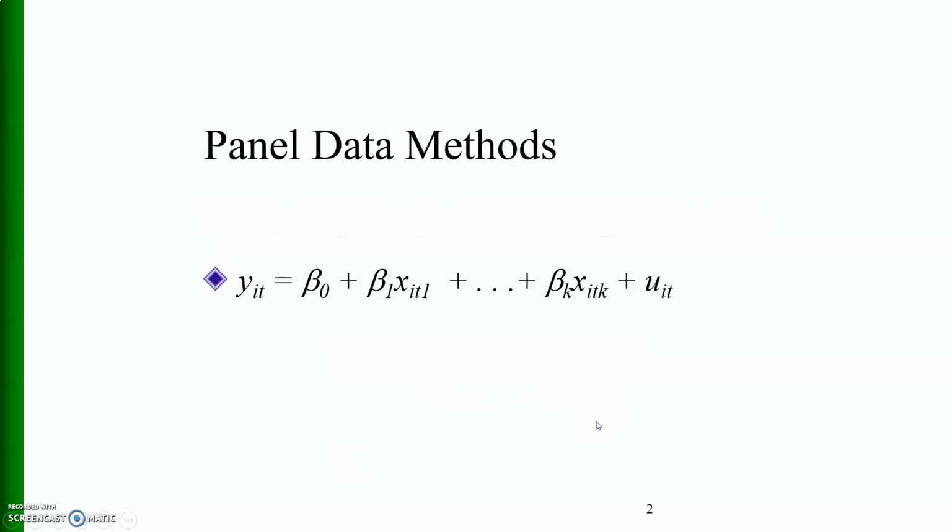Let me start with a panel data model in which yit is equal to beta naught plus beta 1 xit1 plus up to plus beta k xitk plus uit. In this model, there are two subscripts. The first subscript i stands for the cross section, and the second subscript t stands for the time dimension. So in panel data, we have a combination of both the cross sectional and time series element.